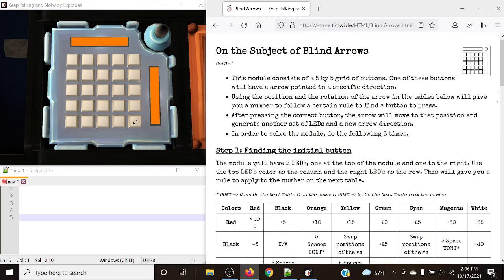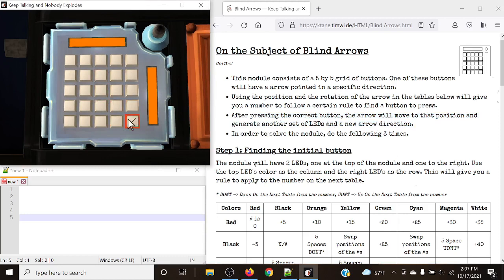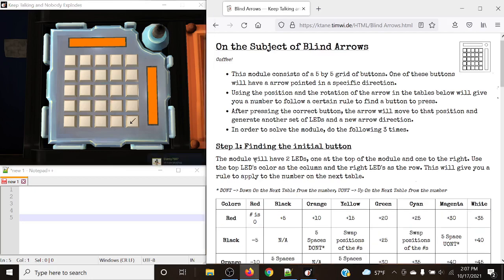And we're going to be doing this module 3 times. The stages before or after are not relevant to each other. They are just simply together. The only way they connect is that after pressing the correct button, the arrow will move to that position and generate another set of LEDs and a new arrow direction. So if you were to press, for example, Charlie 3 from this position, the next stage would be some arrow direction in Charlie 3. That's how this works.